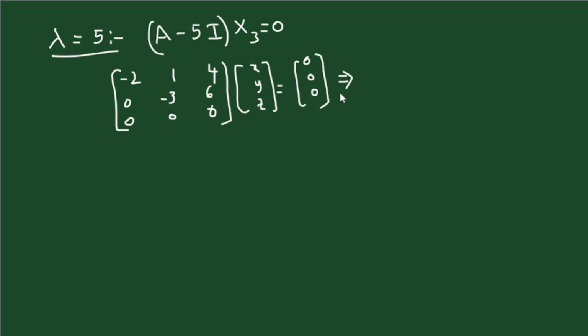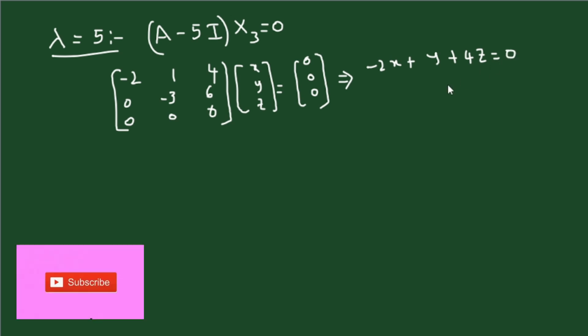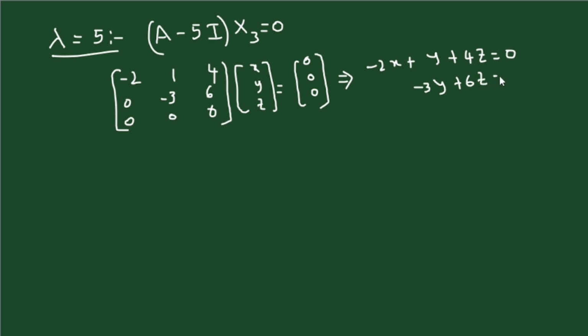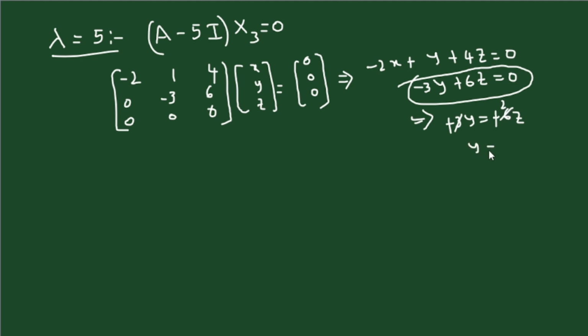So what are the equations we got here? Minus 2x plus y plus 4z equal to 0, minus 3y plus 6z equal to 0. So from the second equation, what we have got is minus 3y equal to minus 6z; minus minus gone, 3 goes into 6 two times. Therefore, y equal to 2z. So y equal to 2z is one relation we have got.